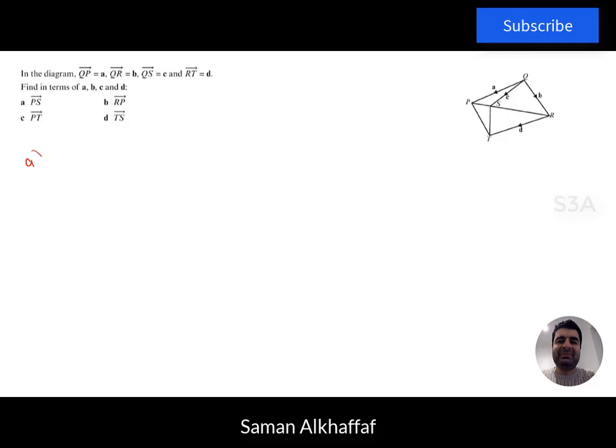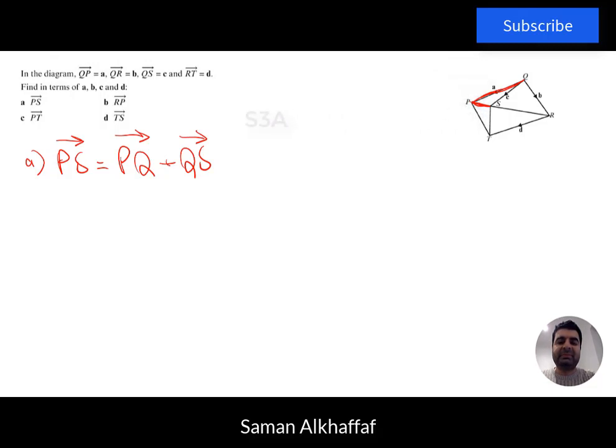So for us to find the vector PS, this is the first part, P and S, which is in the middle here, and so we can find it through PQ and also QS, this one here.